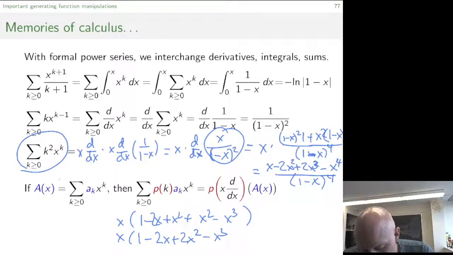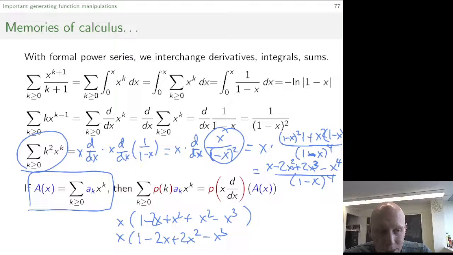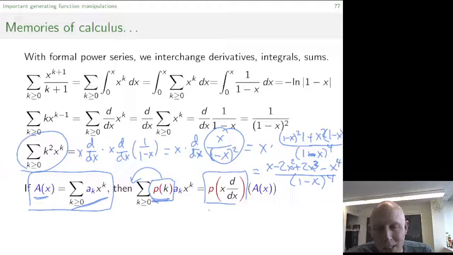And what we're seeing is that if you have any generating function, like A of x equal to the sum of a sub k x to the k, and you have some polynomial of k in front of it, then the way you bring out this polynomial and do some algebraic manipulation to it is you think of this polynomial as p of x d/dx acting on A of x. Those are some more advanced techniques in formal power series manipulation. All right, talk to you later. Bye.